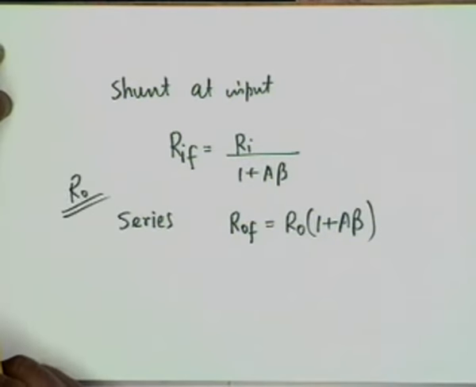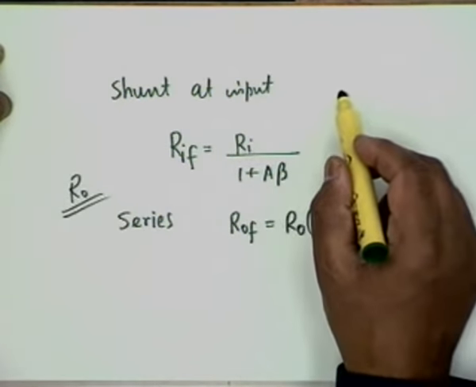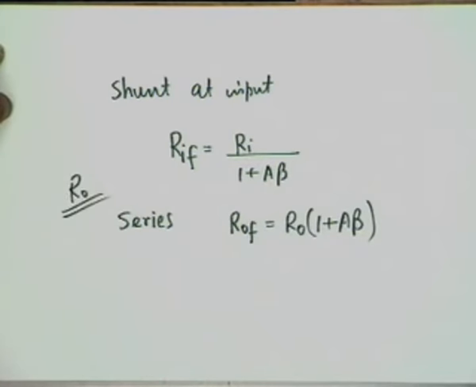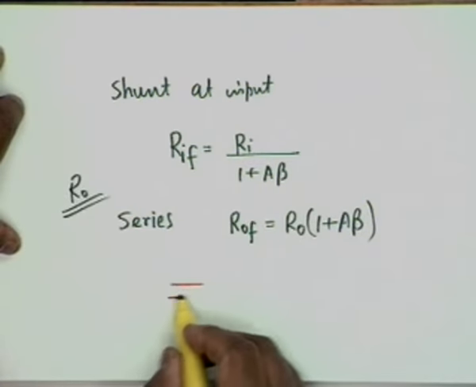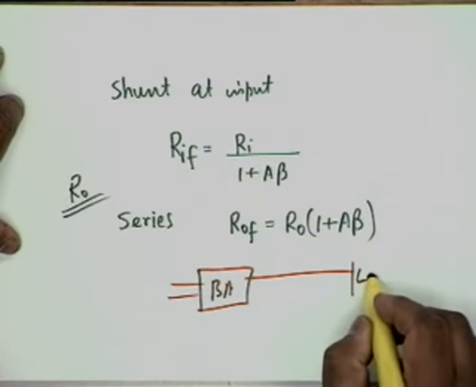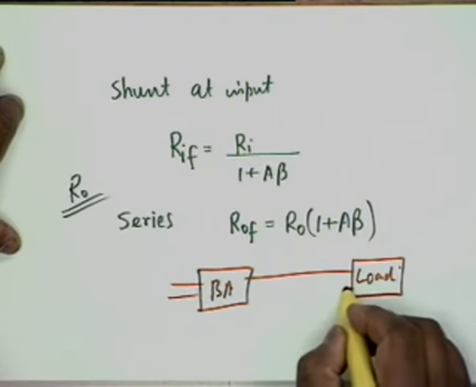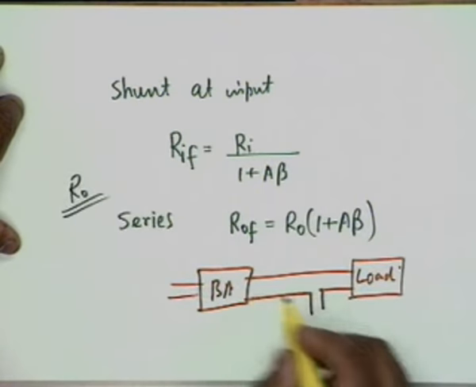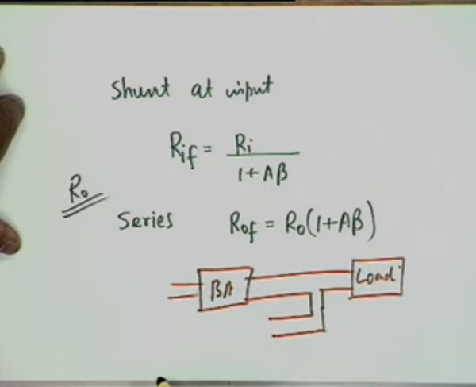Why is it so? Because if the connection is in series, let me draw the amplifier. You have the basic amplifier, then you have the load, and then you have a series connection. This goes to the feedback network.